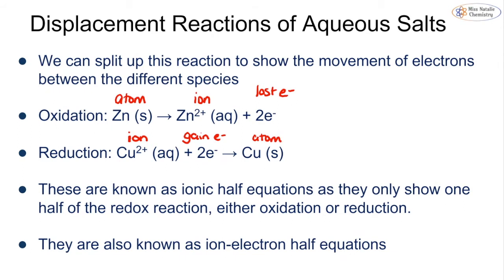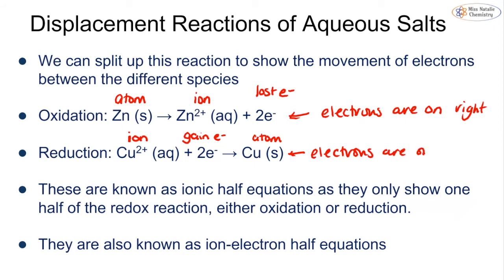Notice that for an oxidation, the electrons are on the right hand side of the arrow. And for a reduction, the electrons are on the left. They are on the right for an oxidation because they are being lost, but they are on the left for a reduction because they are being gained.